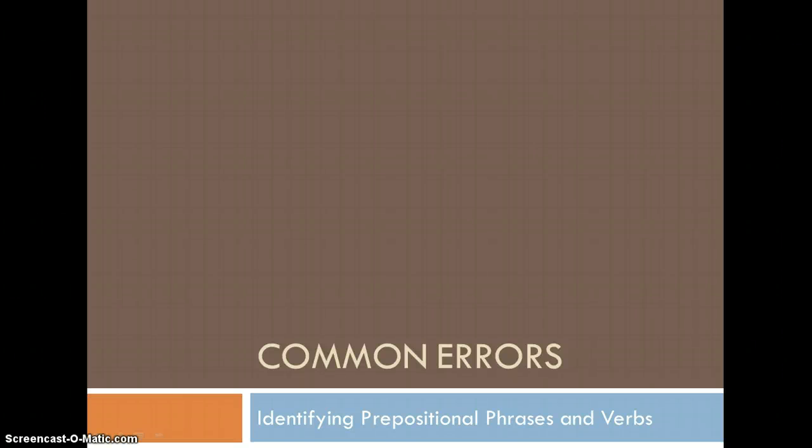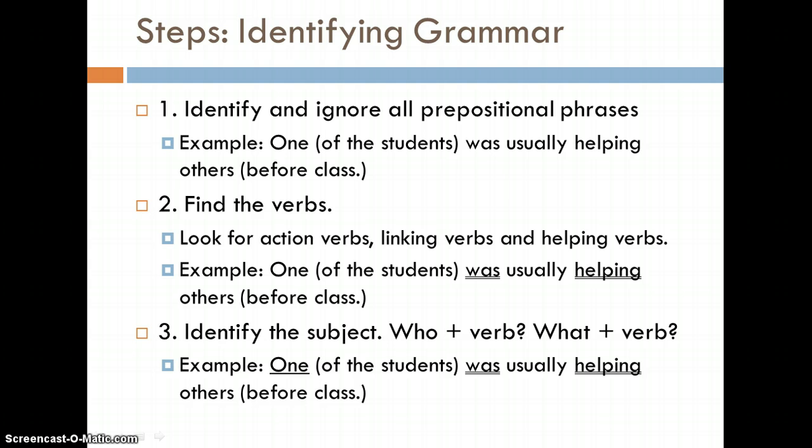In this video, we're going to take a look at some common errors or common challenges when trying to identify prepositional phrases and verbs in sentences. So first, let's review the steps for identifying the grammatical features in sentences. Our first step is to identify all prepositional phrases. After we've identified the prepositional phrases, we can just ignore those words because we know that we will not find the subject nor will we find the verb of a sentence within a prepositional phrase.